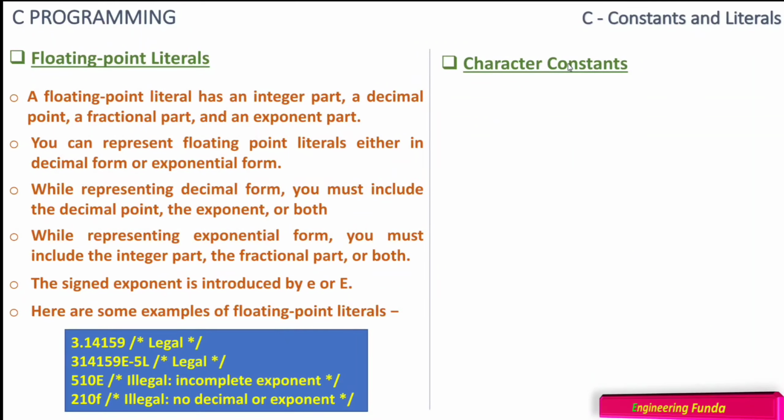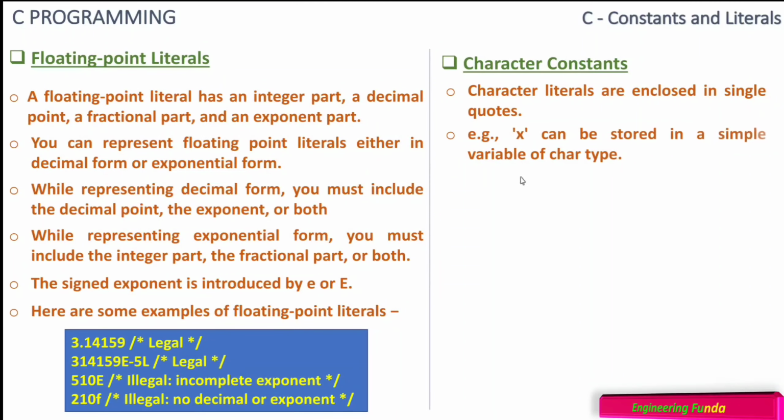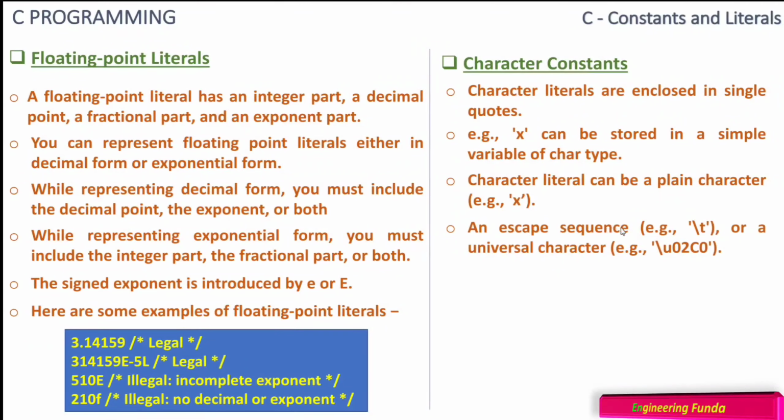Next we have the character constant. The character literals are enclosed in single quotes. As an example, you can see here that this x in single quotes can be stored in a simple variable of character type. The character literal can be a plain character, or it can be an escape sequence, for example \t. So \t is for tab, or it can be a universal character like \u02C0.